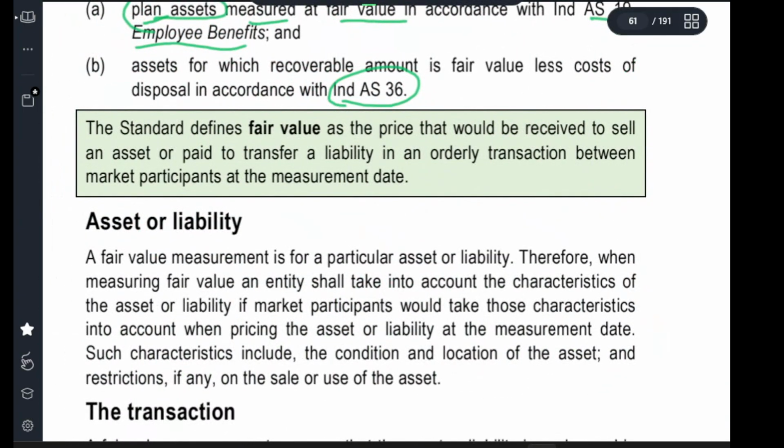The standard defines fair value as the price that would be received to sell an asset or paid to transfer a liability in an orderly transaction between market participants at the measurement date. On this date, in that market, if you want to sell, what price can we recover after subtracting all the costs to sell? That is what is meant by fair value.